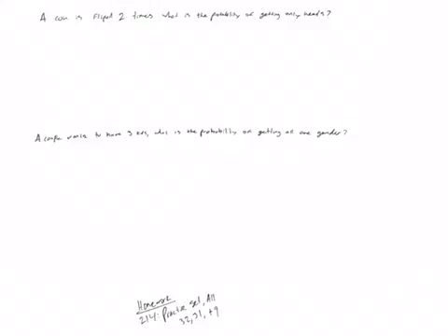Alright, let's talk about things that happen maybe more than once. It says a coin is flipped 2 times. What's the probability of getting only heads? Alright, so let's just make a little table here of what that would look like. On the first flip, I could either have heads or I could have tails. On the second flip, I could either have heads or I could have tails.